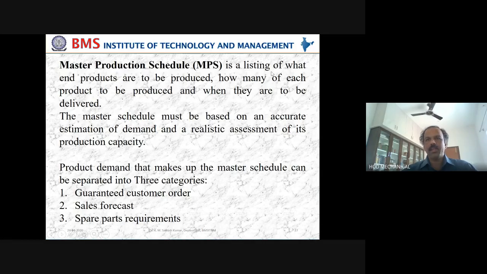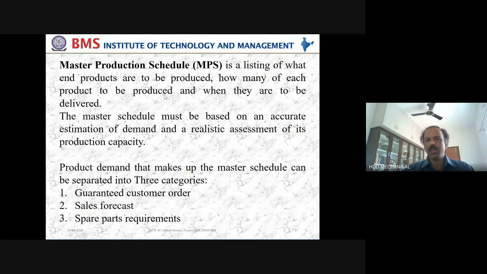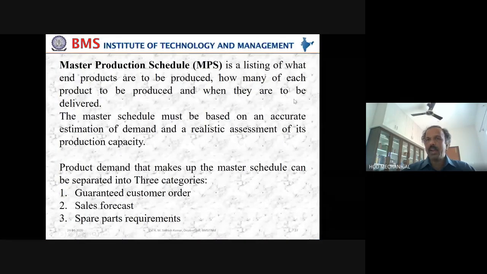That means the list of end products: I am producing the piston. The end product is the piston. Then next is how many of each product are to be produced. I am going to produce 1000 pistons in a day. Then third, when they are to be delivered. What is the delivery date of those pistons that you are going to manufacture? So what products, how many products, and when the delivery is going to be. These three are given by the master production schedule.